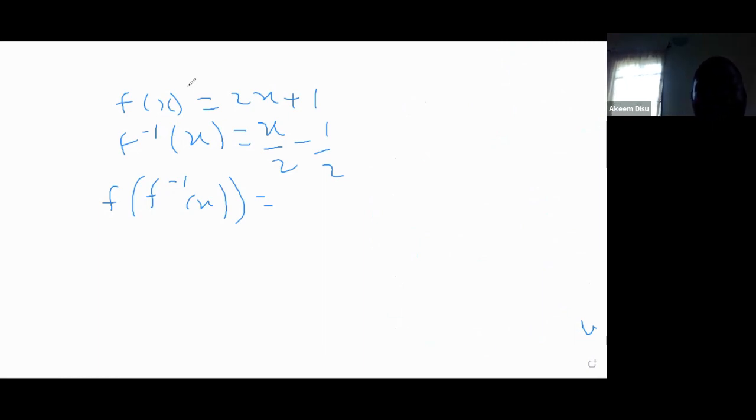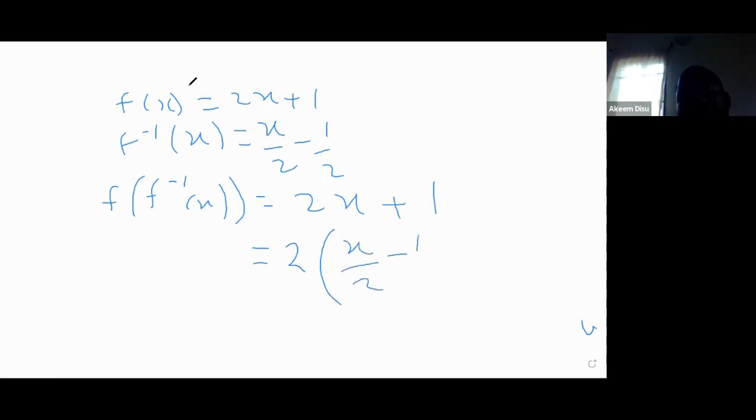Then F is 2x plus 1. Now, when we have this x, we put in the value of what? F raised to power minus 1, that is the inverse of F. This will now give us 2 brackets x over 2 minus 1 over 2, plus 1.